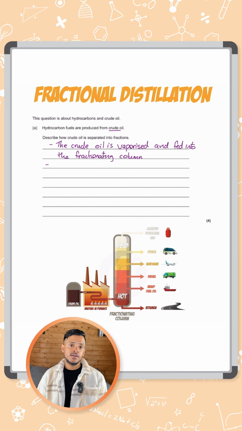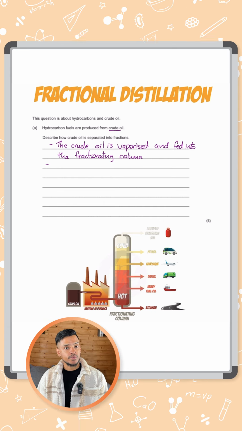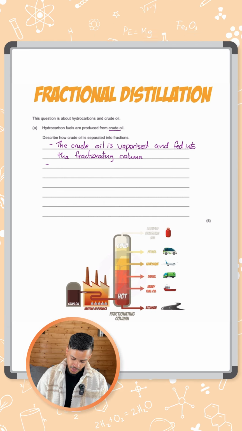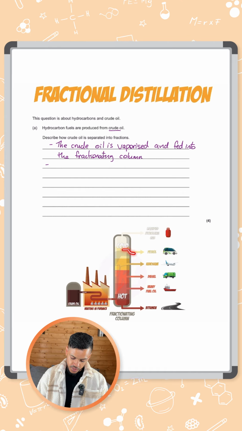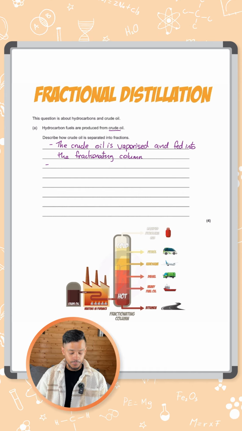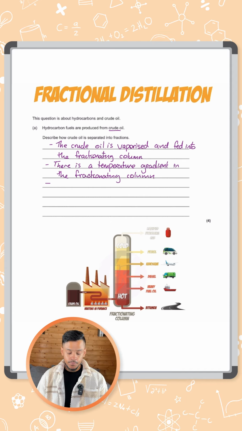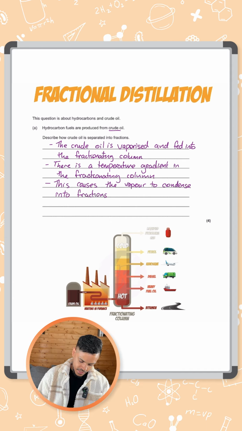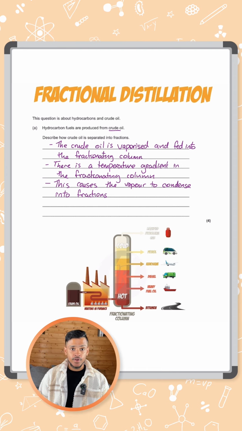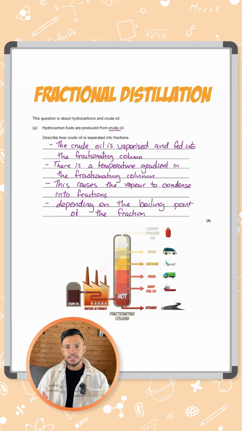Some of their boiling points are very high, so they condense very low, but some of their boiling points are much lower, so they won't condense until they're at a much higher point in the fractionating column where it's much cooler. So the next mark here is to mention there is a temperature gradient in the fractionating column. And then for the next 2 marks, this causes the vapor to condense into fractions depending on the boiling point of the fraction. That's how you get 4 marks there.